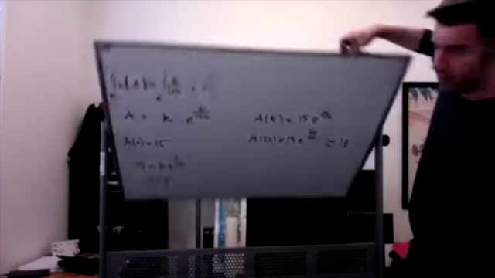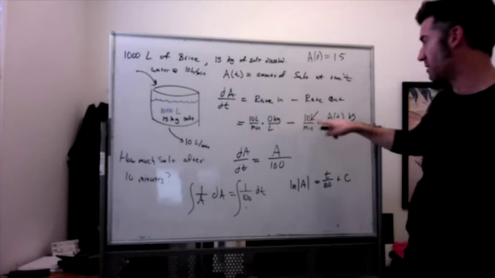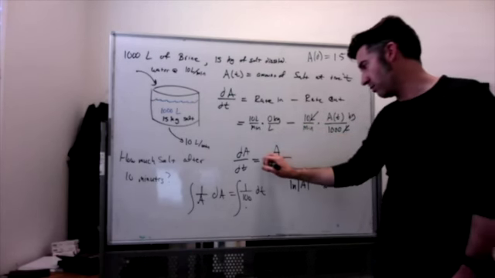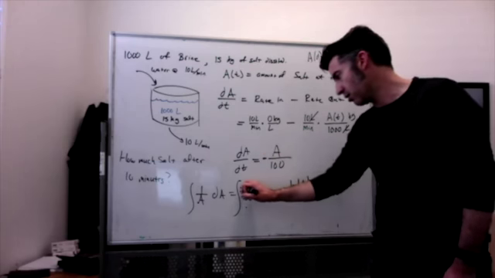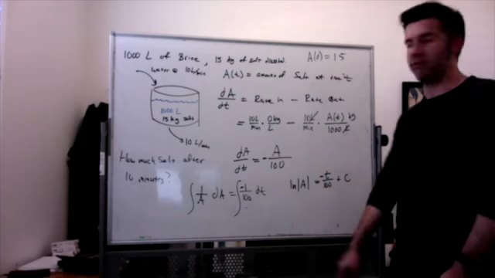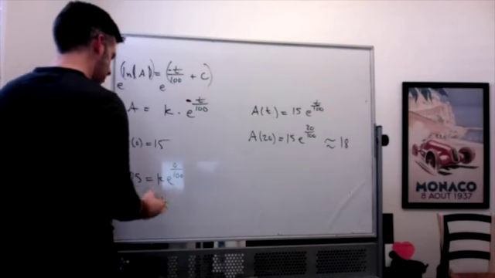Here's the mistake I made. I lost a minus sign right there, right? That should have been 0 minus A over 100. So there should have been a minus sign there, and a minus sign here. There should have been a minus T over 100 plus C. There should have been a minus T there, a minus T there.